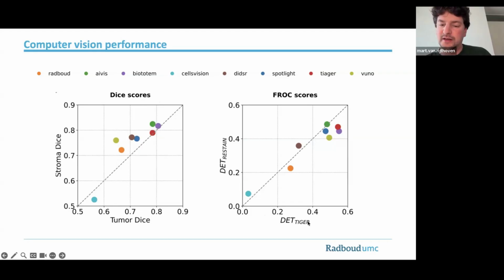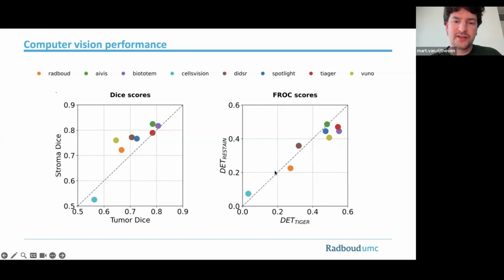And then for the FROC scores, the detection tiger, so on the x-axis, these are basically the scores that we obtained during the challenge, but then we also added the restain detection, and then we could check how well that actually performed. And well, we can see actually that it is pretty okay. You see a bit better performance on the detection tiger, but I think it really shows that the ground truth for the detections in the challenge were pretty good.